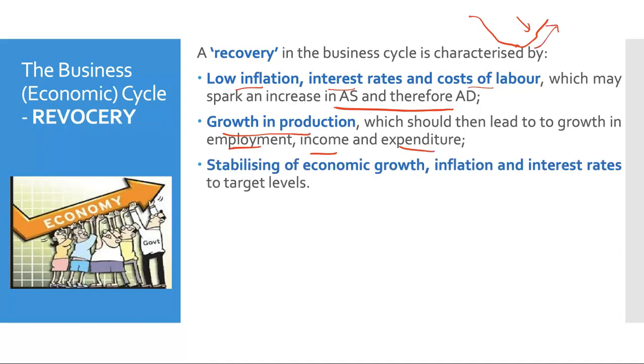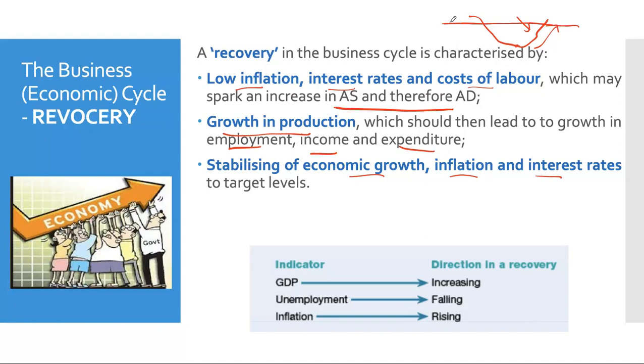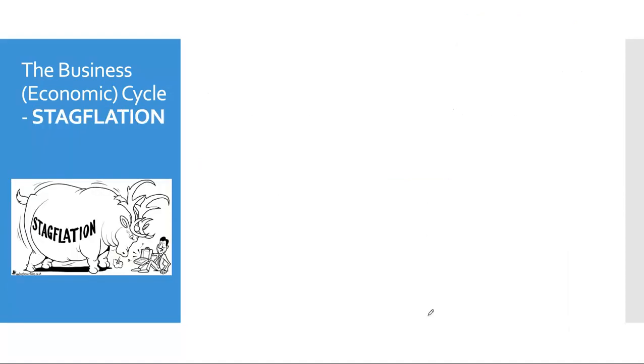So we start to see stabilizing economic growth, inflation and interest rates. We start to get back to where we wanted to be. So we start to recover and hit our average as we are hitting our targets, and we're starting to see GDP increase, unemployment fall, and inflation rise. Now they're the 4 categories. There is one other one called stagflation, which we don't want to get to.